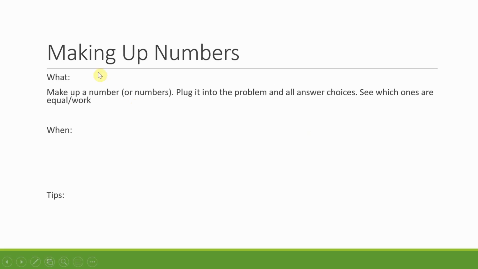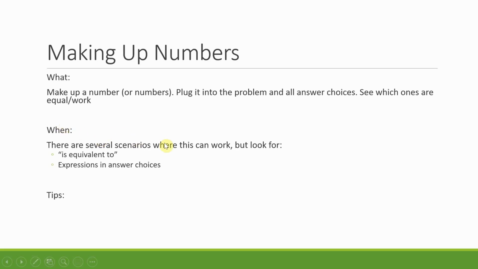So what do I mean by making up numbers? It's kind of what it sounds like. We're just going to pick a number, make them up, and we're going to plug those into the problem, whatever expression there, and into all our answer choices and see which one works or which are equal. And it'll make a lot more sense as you see these. I'll also try to point them out in all of my example tests. So watch those and look for where I use this strategy.